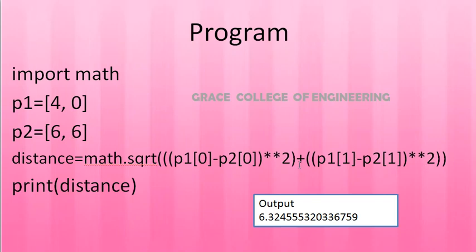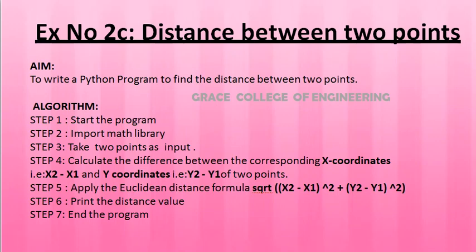After the calculation, it is stored in distance variable. Then print distance. See the output, 6.324555, and it will be continued. Let's see the lab program.